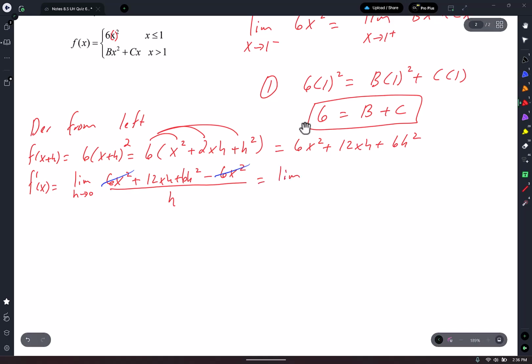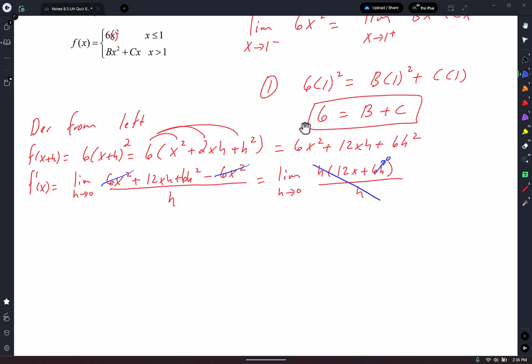So limit, I still haven't evaluated, so keep writing limit as h approaches 0. H factored out, 12x plus 6h, close it, all over h. Okay, now what's going to happen to those h's? Cancel out, and h is approaching 0, so 6 times 0 is 0. So this just becomes 12x. So that's my derivative of 6x squared.